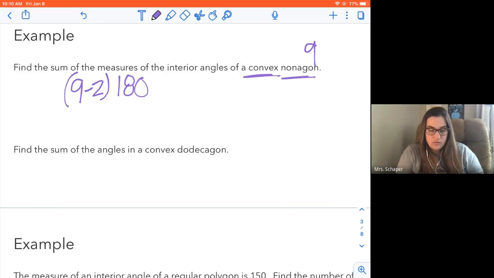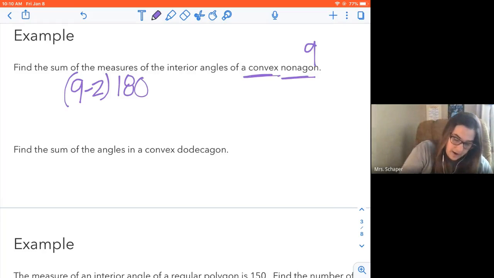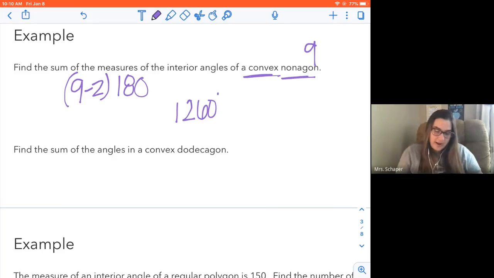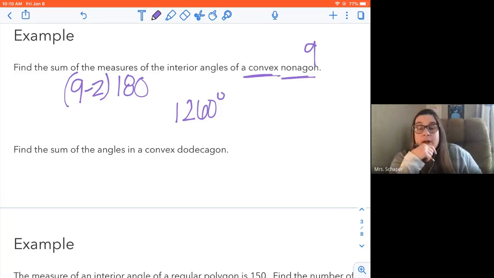180 times 7. Because that calculator isn't working, we're going to go to plan B. Here we go. We're going to take 180 times 7, and we've got 1,260 degrees, okay?